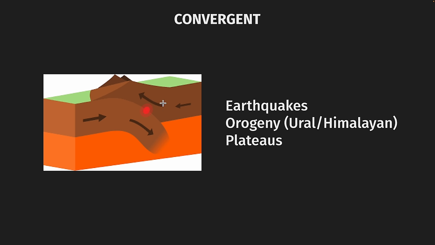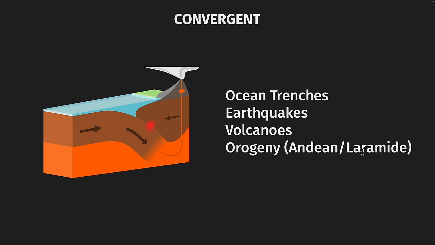And then we got continental convergent boundaries, the final subtype of convergent boundaries, where two continental plates bang into one another. Expect earthquakes, orogeny, mountain building, this time of the Ural or Himalayan type. Again, we'll talk more about these later. And you can also get some plateaus. Full disclosure, you can also get plateaus in the Laramide type as well. But again, we'll talk about it in a second.